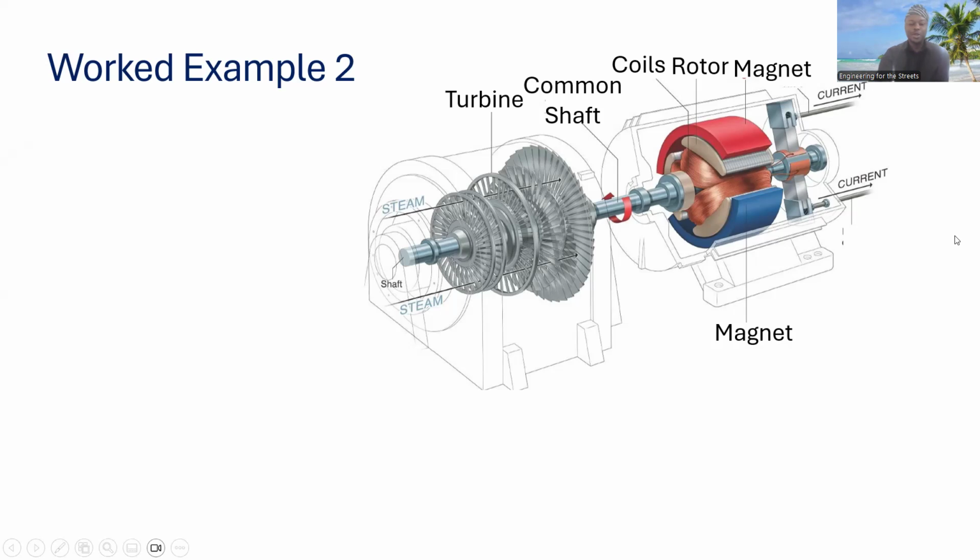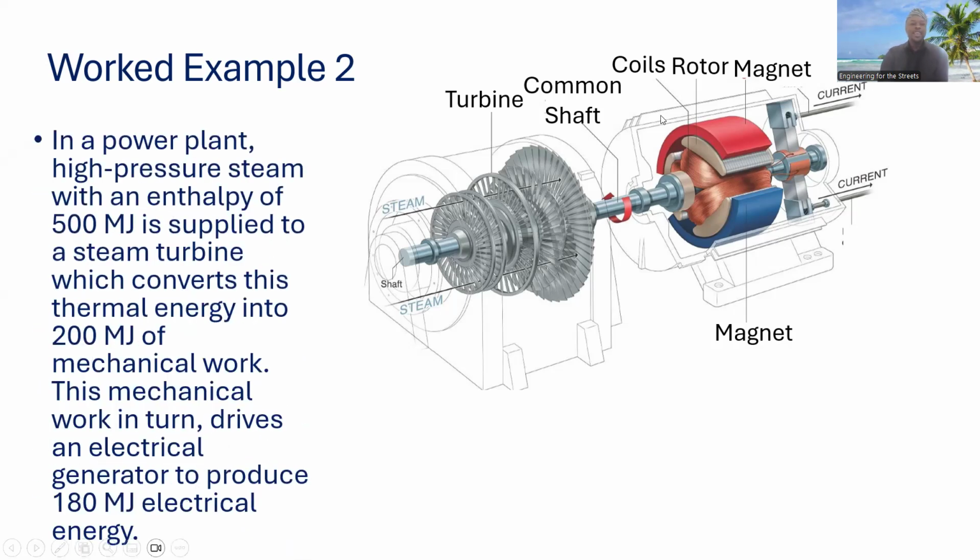So in this question, the question goes this way. In a steam power plant, high pressure steam, that is from the source side, with an enthalpy of 500 megajoules. By enthalpy, we essentially mean the energy content of the steam. 500 megajoules is supplied to a steam turbine. It converts this thermal energy into 200 megajoules of mechanical work. That's rotation of the shafts. This mechanical work in turn drives an electrical generator to produce 180 megajoules of electrical energy.